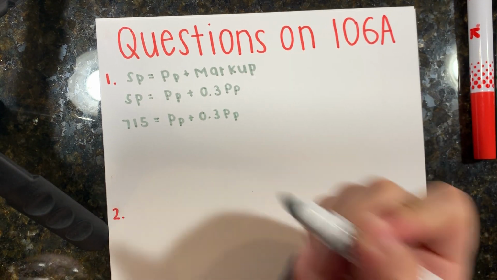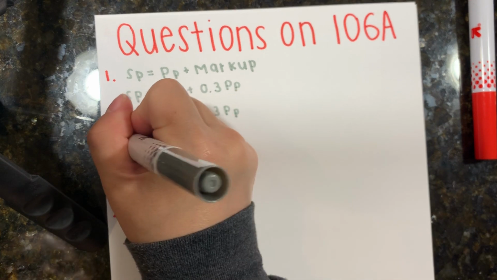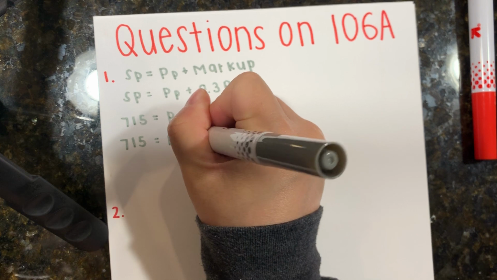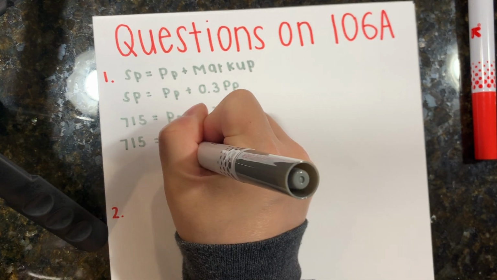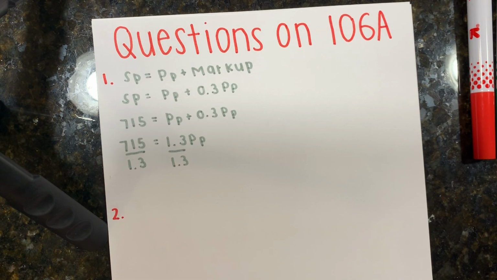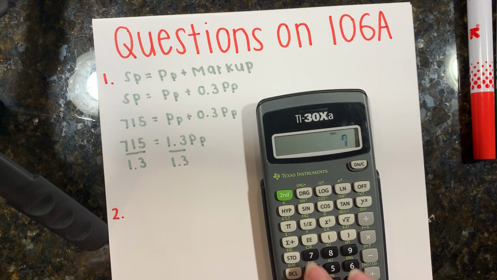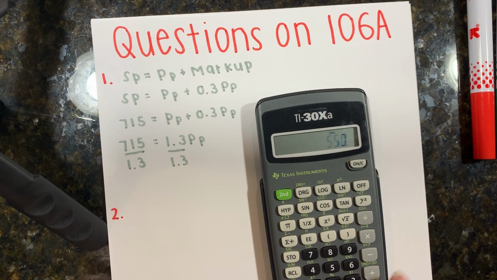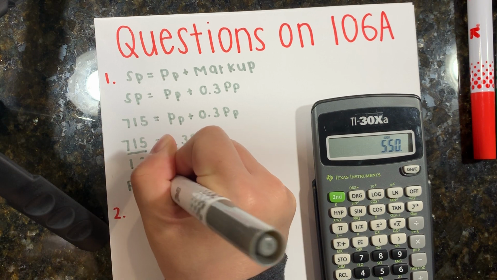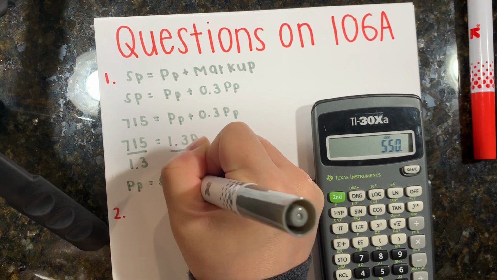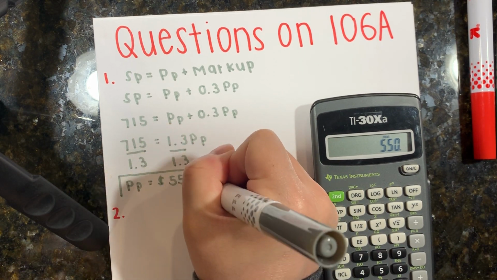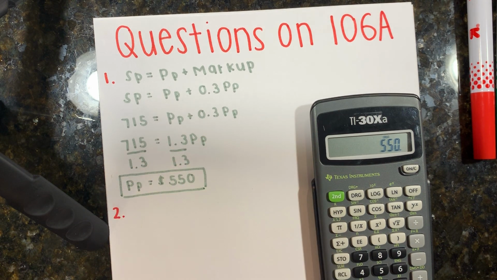So if I add the PP plus 0.3 PP, I would get 715 is equal to 1.3 PP. Then when I divide both sides by 1.3, 715 divided by 1.3 gives me a purchase price of $550. So again, that came from lesson 101. If you had your notes for that, you could just flip there and that would have given you the equation.